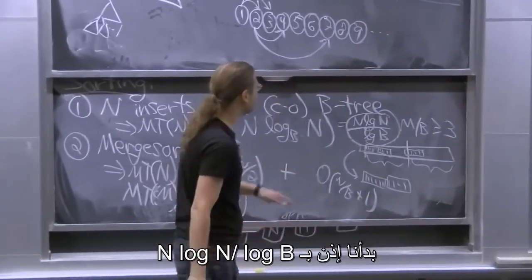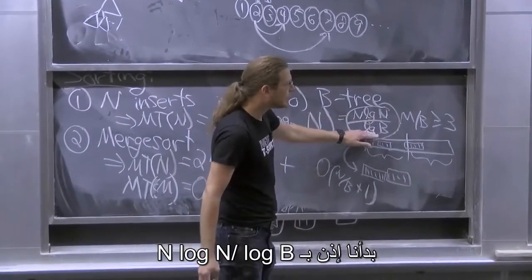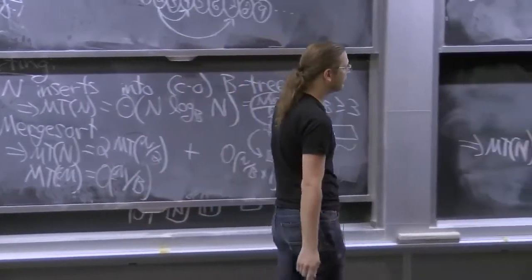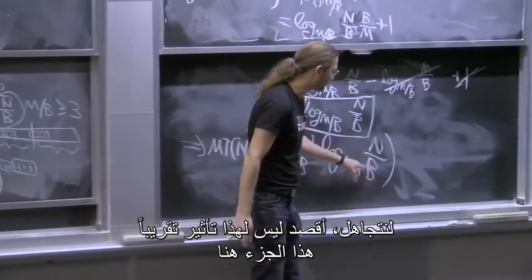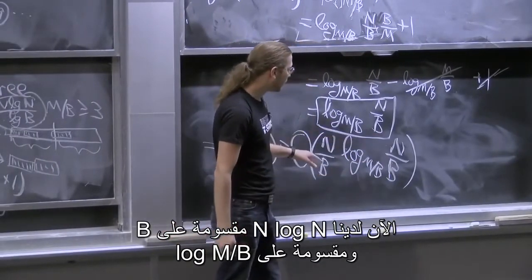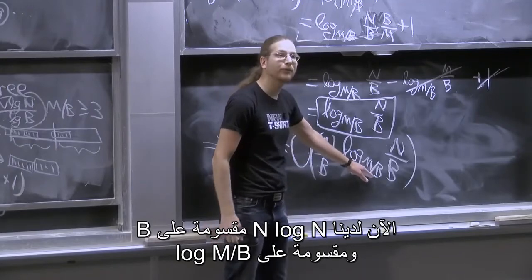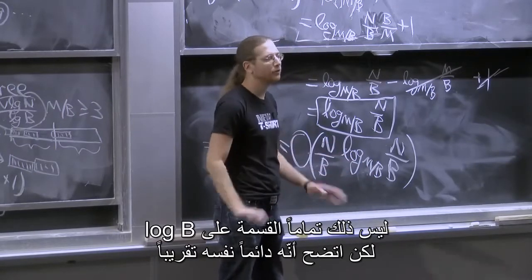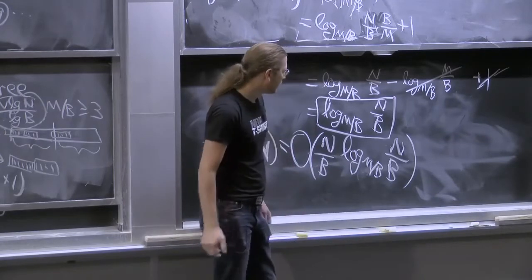So we started out with n log n divided by log b. Then we got n log n divided by b. Let's ignore this part, it has almost no effect. Now we have n log n divided by b and divided by log m over b. It's not quite dividing by log b, but it turns out it's almost always the same.